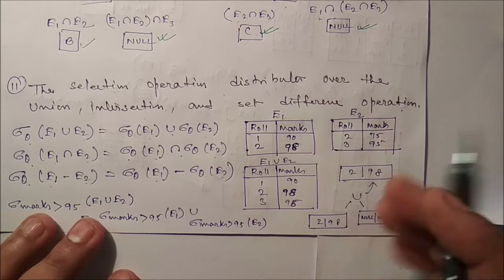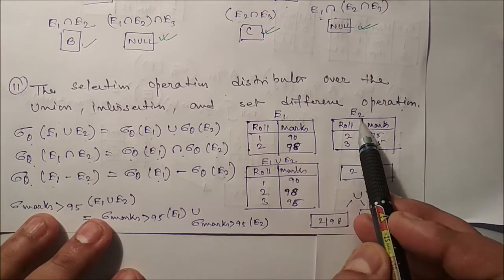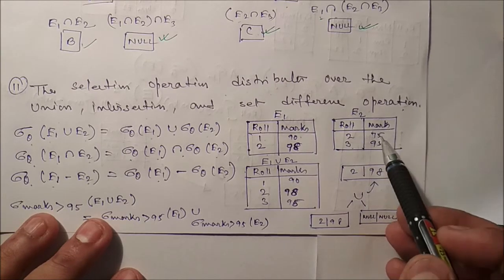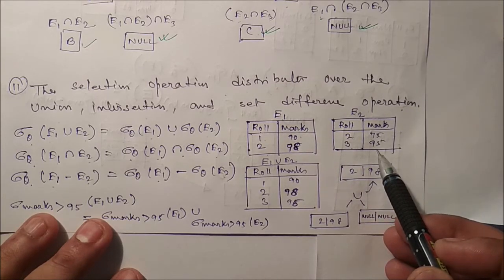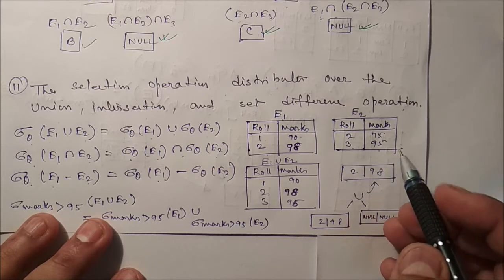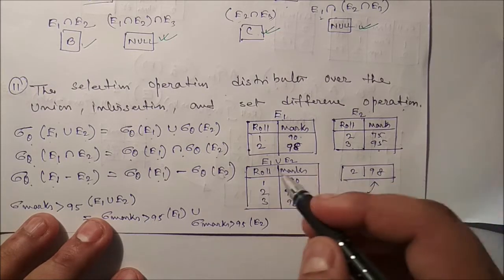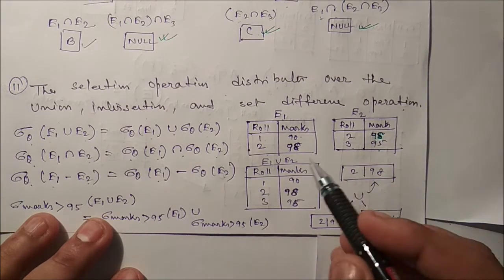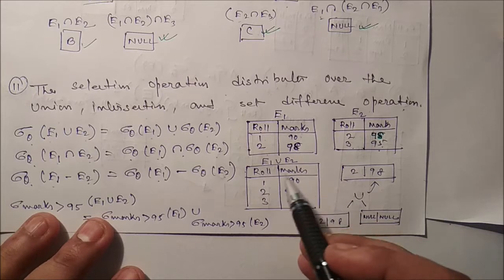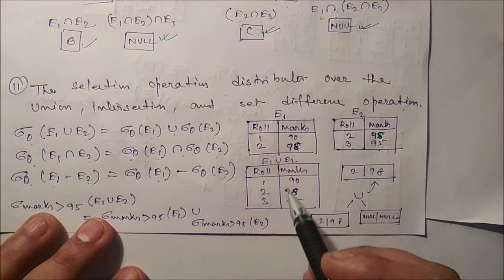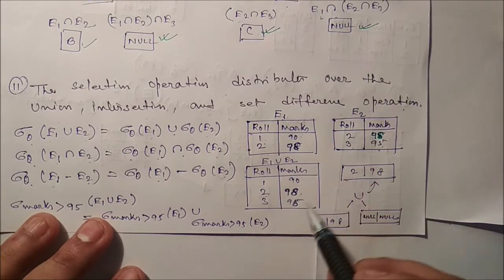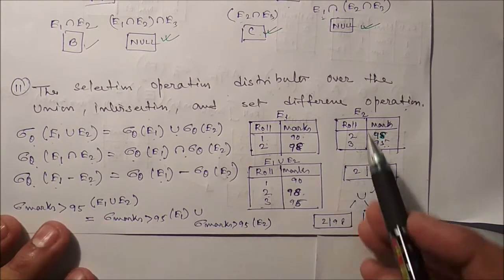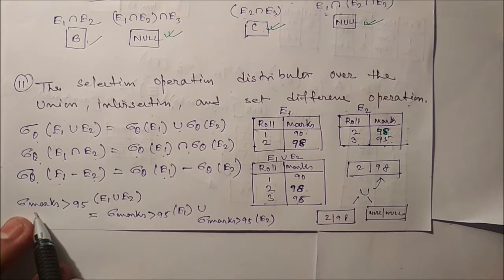So we can see a simple example. Say we have two tables E1 and E2. Roll numbers 1, 2 with marks 90 and 98. Roll numbers 2, 3 with marks 75 and 95. So here we may apply the marks. Say it is 98 instead. So 90, 98, 98, 95. Now if you apply E1 union E2, obviously 1 90, 2 98 and 3 95. After that, we have to apply the selection condition. The selection condition is marks greater than 95.